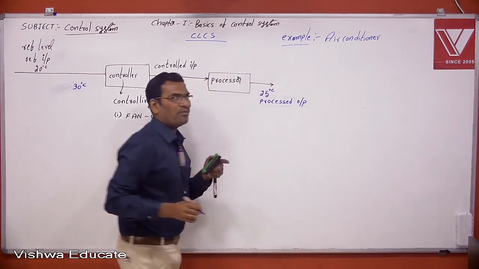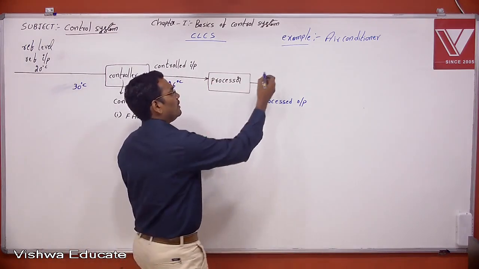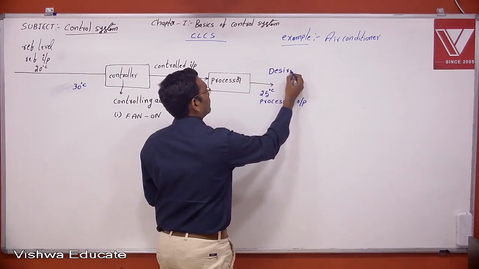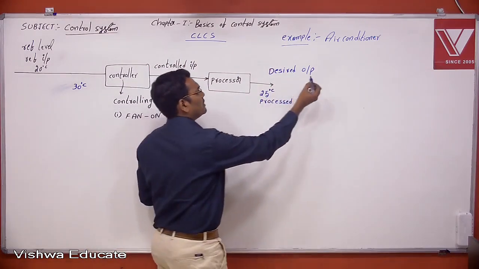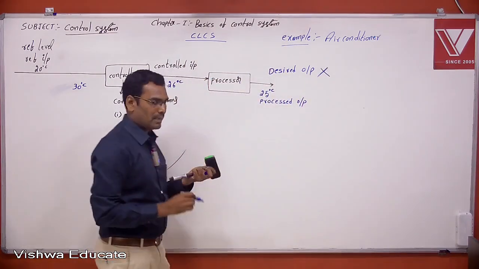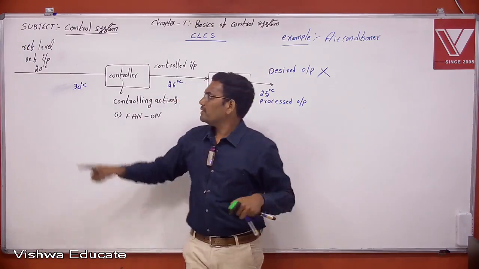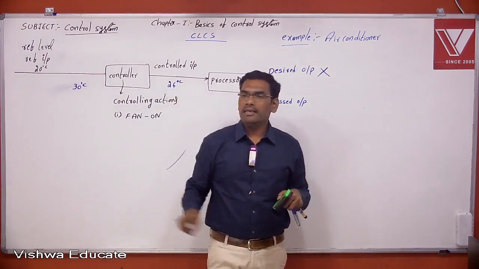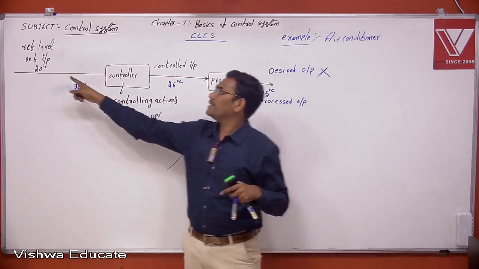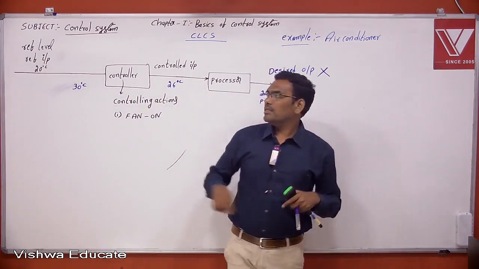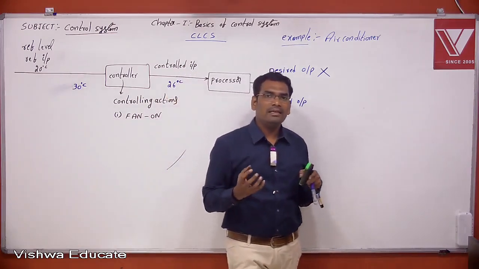And some of you are thinking that, sir, in the open loop control system, whatever the processed output is, that is the desired output. So here also you are writing that whatever the processed output, this is the desired output. This is wrong. That is 100% wrong. Why? First of all, what is this 20 degree centigrade? You are all saying, sir, this 20 degree centigrade temperature is what I am expecting in this particular room. This is my desired output, my expected value.